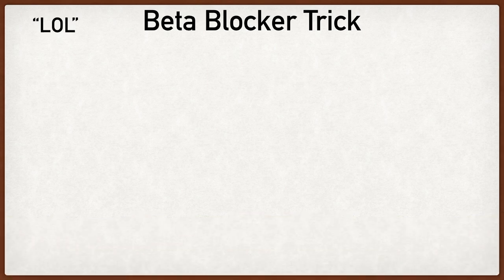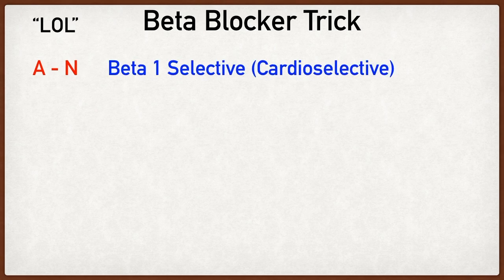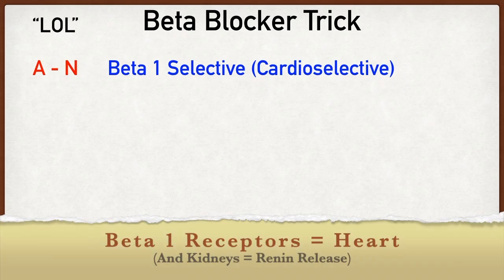So generally speaking, most beta blockers that begin with the letter A through N are going to be selective for beta 1. In other words, they're cardioselective. Remember that those beta 1 receptors are located in the heart.